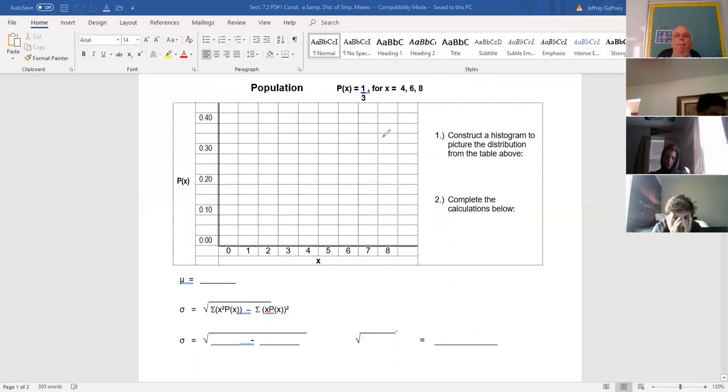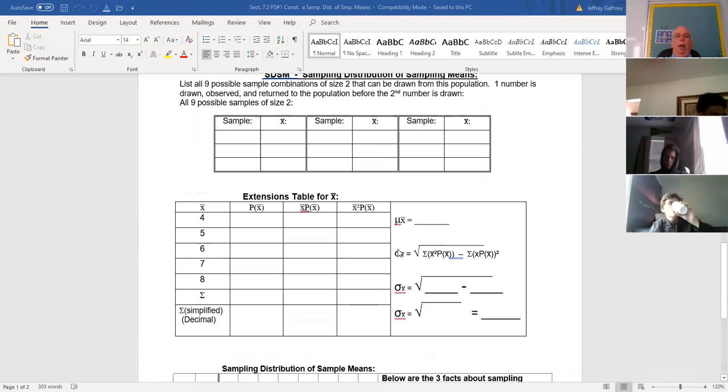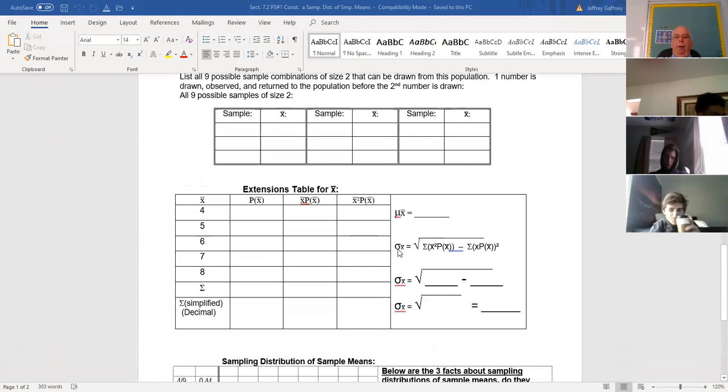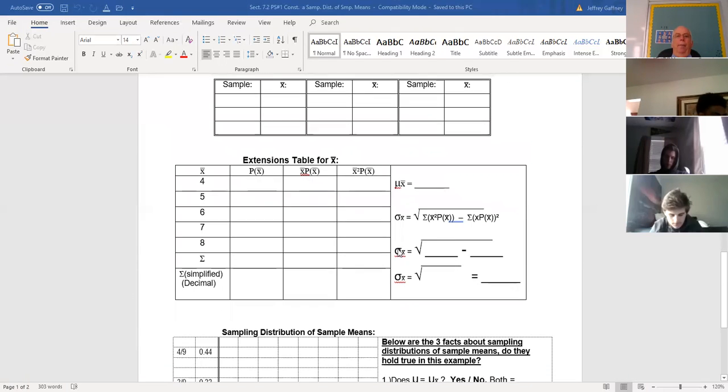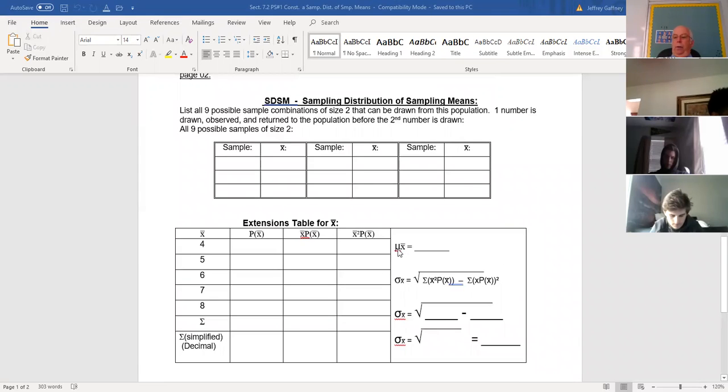Now flipping to the other side. Now we're going to create a sample. I really want to get these 2 tables combined. All right. So now we're going to create the sample distribution of sample means. We're going to create every combination of those 3 numbers, and this is theoretical, and then determine what the mean of them are.